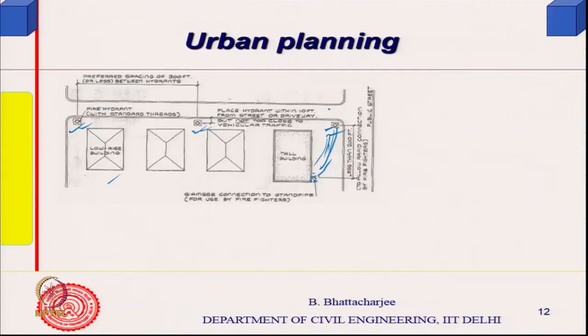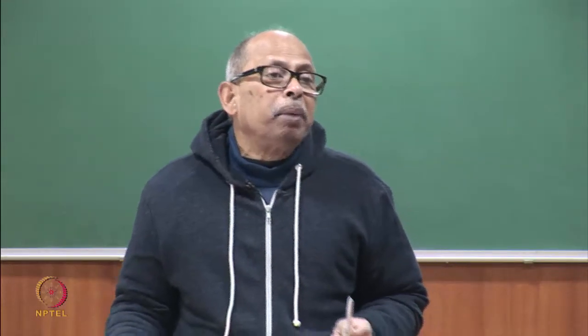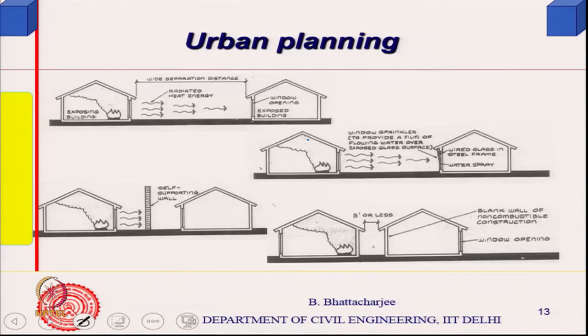So, this is the other thing, planning of fire hydrants: spacing should not be more than 100 meters. Distance from the fire hydrant to the inlet point in the building should not be less than 60 meters typically, but the code gives you those values. The National Building Code gives you these values. So, this is one thing. The next thing is fire separation. These are all part of planning.